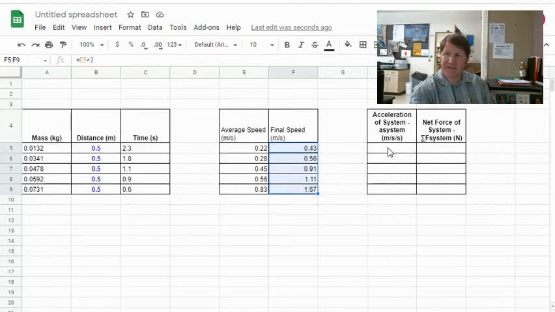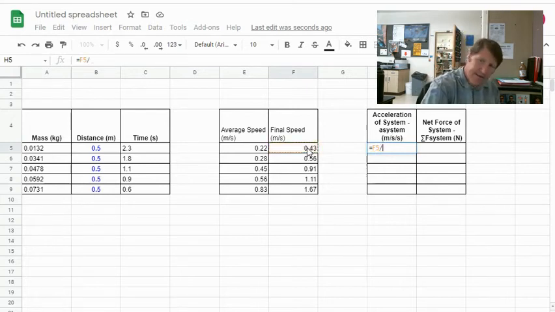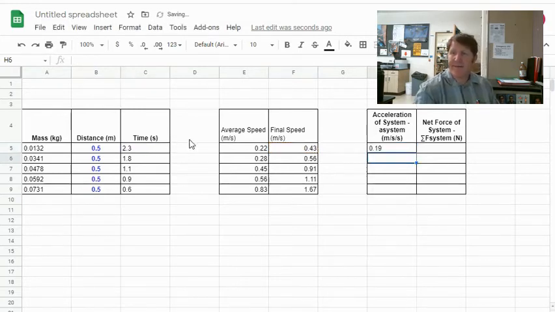So my acceleration of my system, I'm going to click on that cell, and I'm going to click on equals. And again, my acceleration is my final speed right here. So I click on that, divided by my time, which is right here. And then I'm going to hit enter. And then again, I'm going to click on this cell and pull it down. And I have my accelerations now.